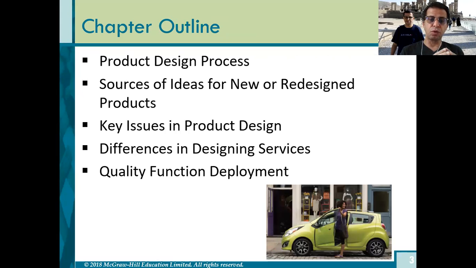So in this chapter, the outline is about the product design process, sources of ideas for a new or a redesign of a product, key issues in product design, differences in design services, and quality function deployment. Design services is different than product design.